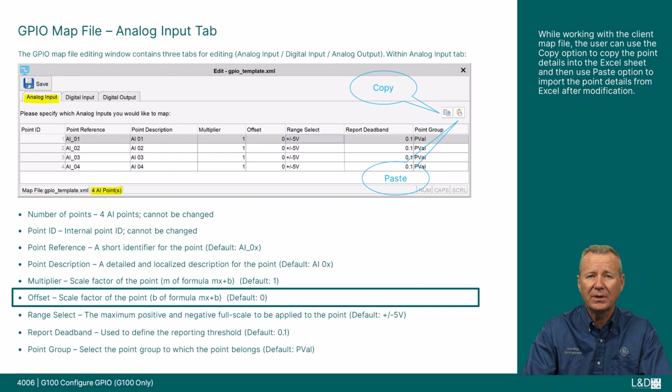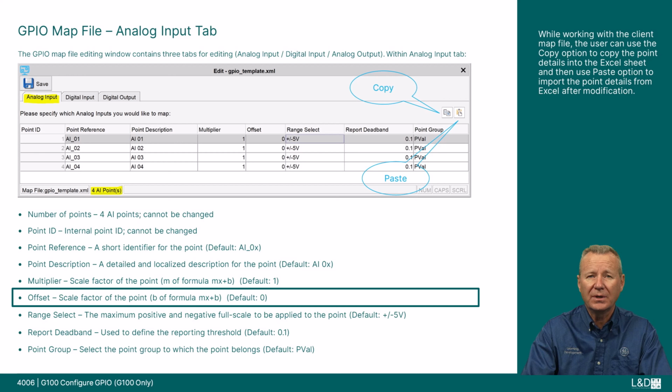The range is a full range of 64-bit float. The default value is 0. Range select: the maximum positive and negative full scale to be applied to the point. The available options are plus or minus 5 volts for the voltage and 20 milliamps for the current. The default is plus or minus 5 volts. The local remote HMI displays the value according to the range selected.